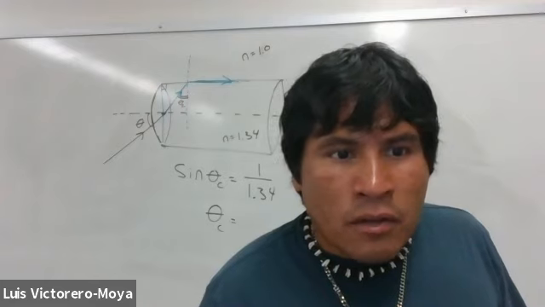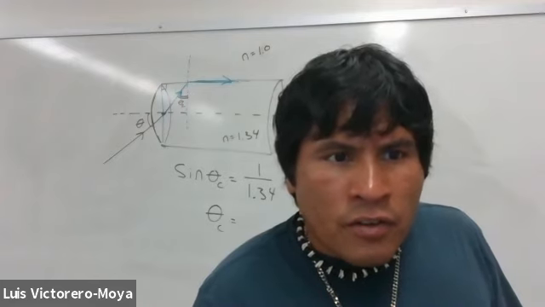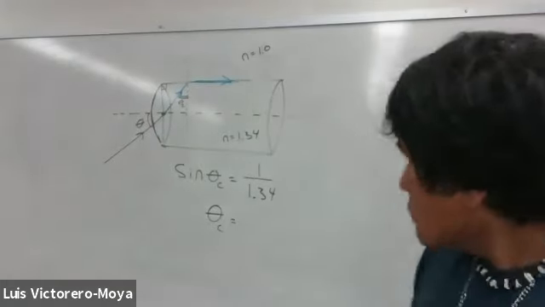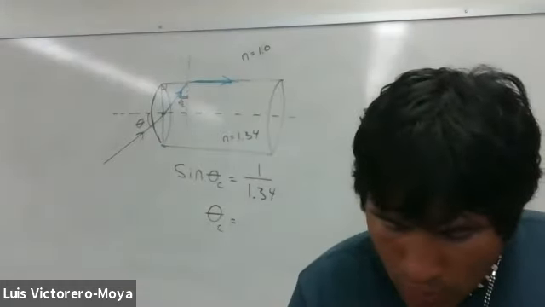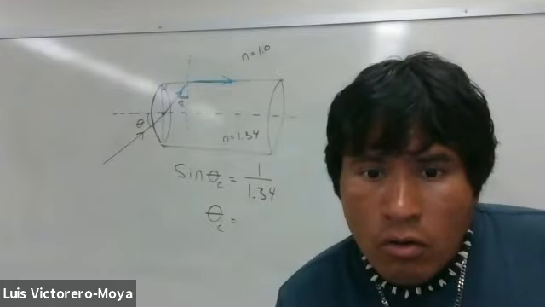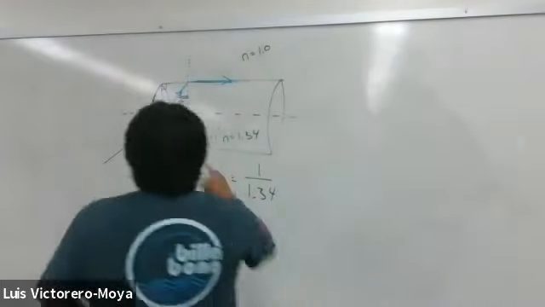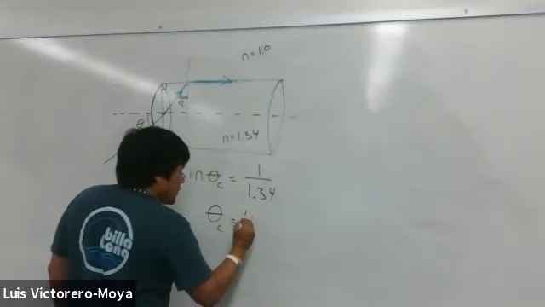Last semester I did this problem and I got something different. So now let's see. 1 over 1.34, 48.26. So the critical angle is 48.26.